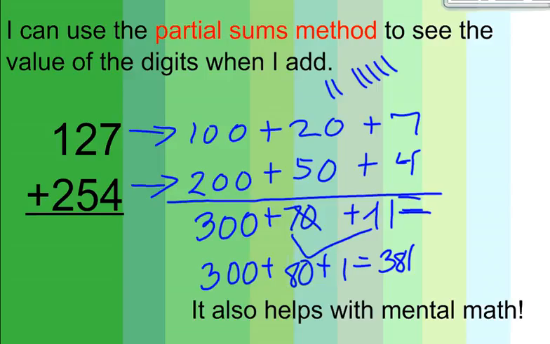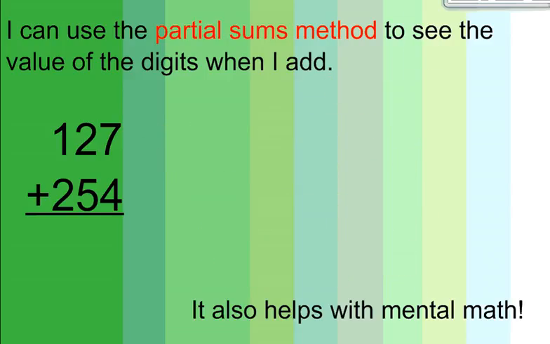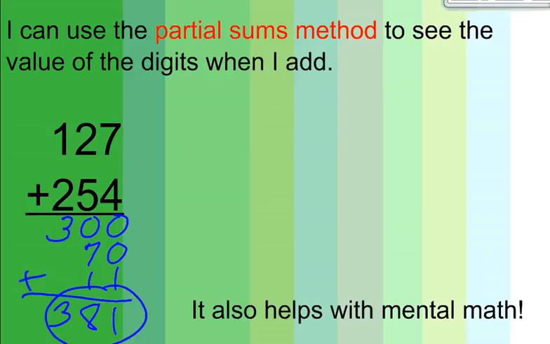Once again, I can use the partial sums, and I can do some of the math in my head without having to stretch it out. If I have 100 plus 200, that is 300. I have 20 plus 50, that is 70. And then I had 7 plus 4, that's 11. And then I can add this way. I have 0 plus 0 plus 1. I have 70 plus 10 is 80. And then 300 plus 80 is 380, plus 1, 381.